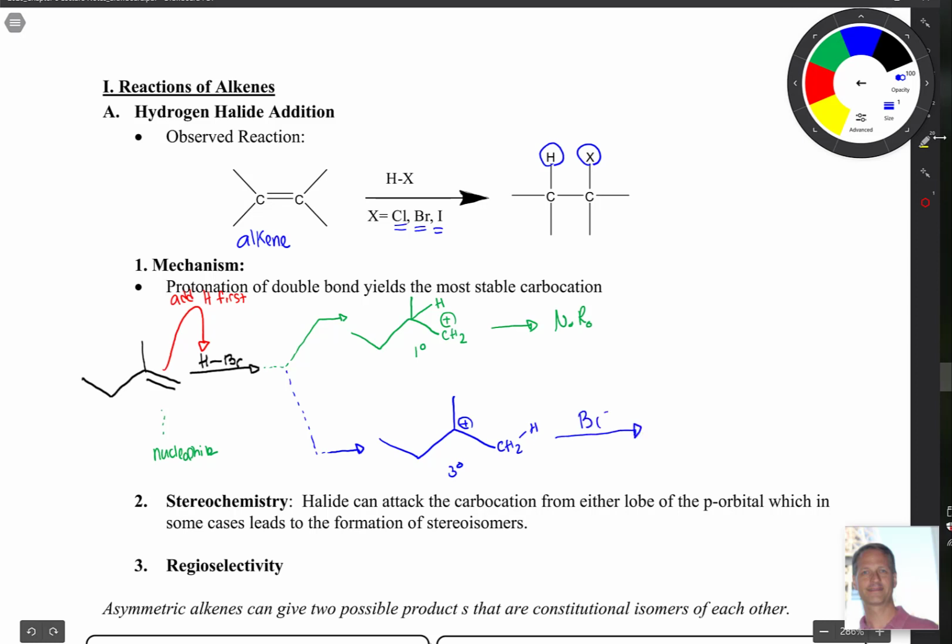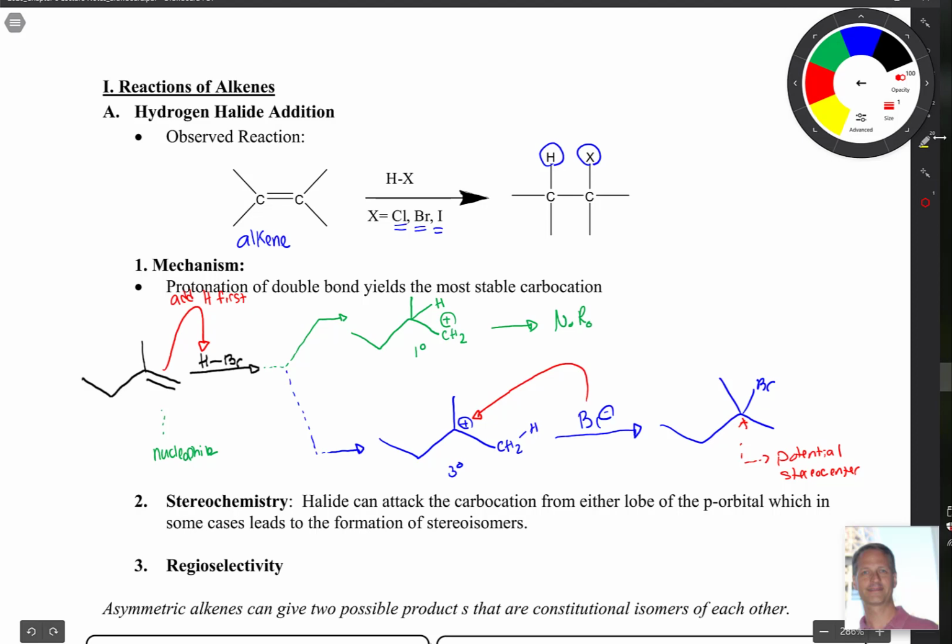So step 1, step 2: bromide is now the nucleophile. It's going to come in and grab a hold of that. That looks a lot like the SN1 type reaction, right? So what we're going to end up getting here is 1, 2, 3, and our bromo group here. Now, this carbon has the potential to be a stereocenter. It's not here, but it could be. And if so, then we form a mixture of stereoisomers.